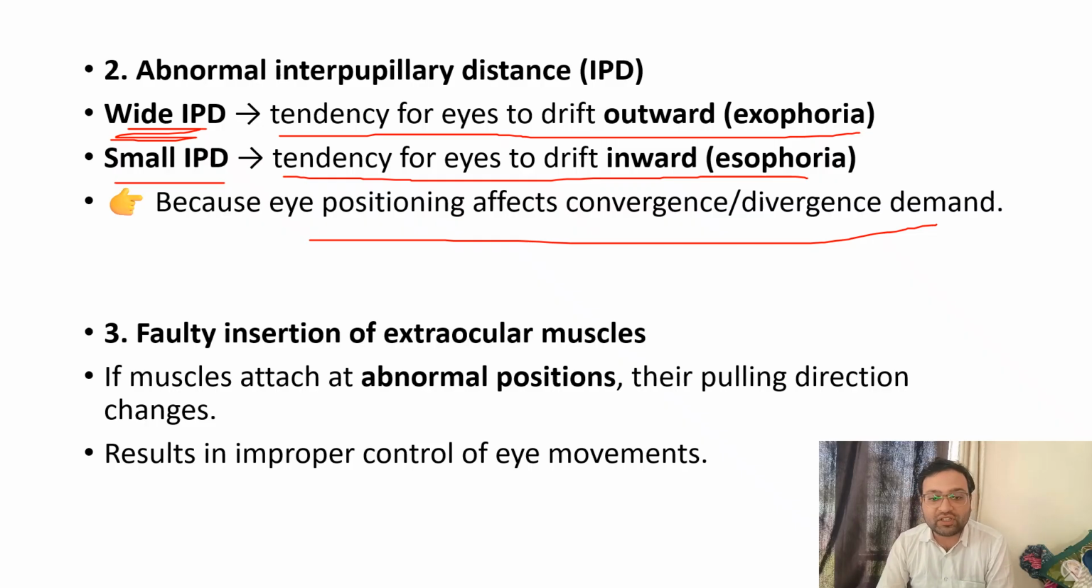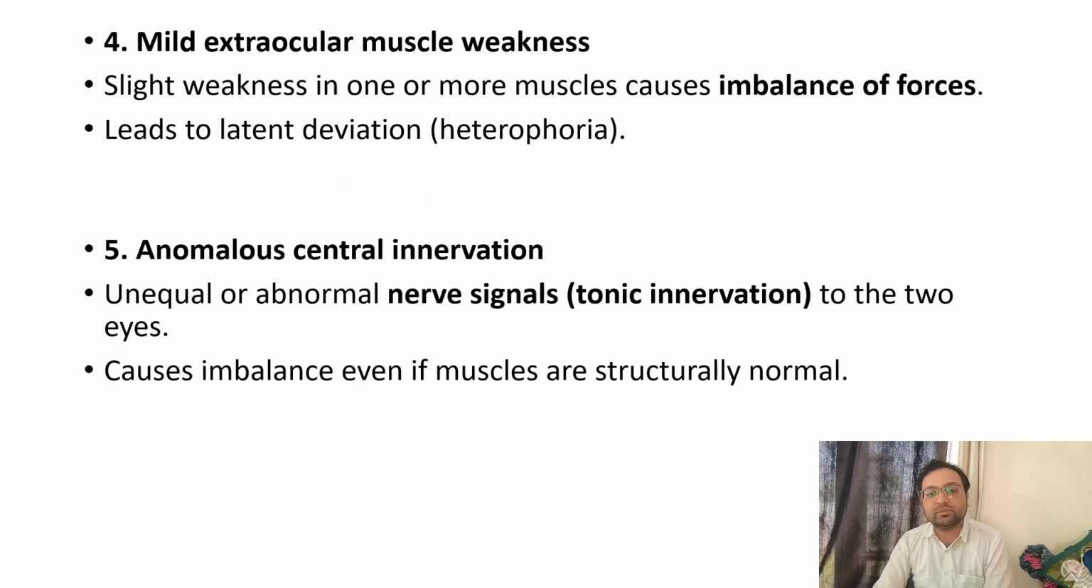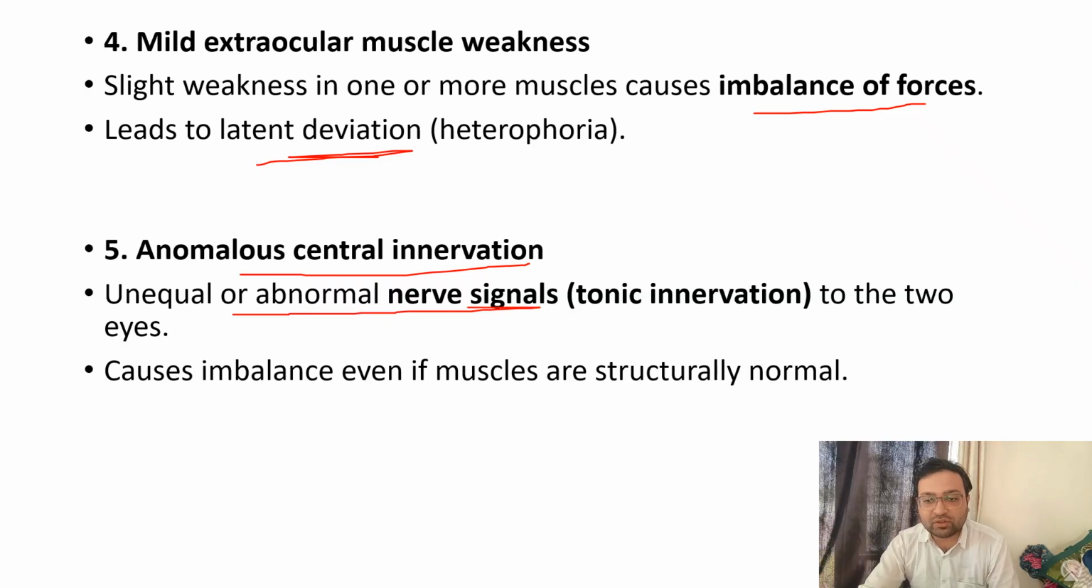Third is the faulty insertion of the extraocular muscles. If muscles are attached at abnormal positions, their pulling direction changes. This results in improper control of the eye movements. Then coming on to the fourth point, that is mild extraocular muscle weakness. Slight weakness in one or more muscles causes imbalance of the forces and hence leads to latent deviation, which is known as heterophoria. Then the fifth cause is the anomalous central innervation: unequal or abnormal nerve signals to the two eyes, which causes imbalance even if the muscles are structurally normal.